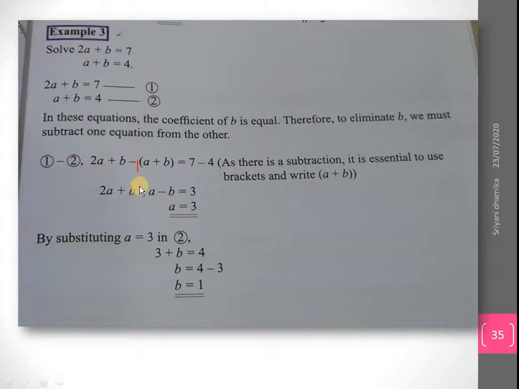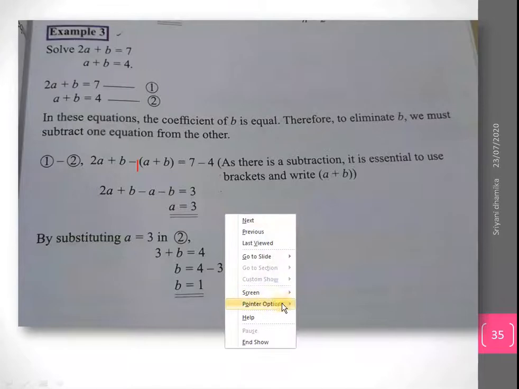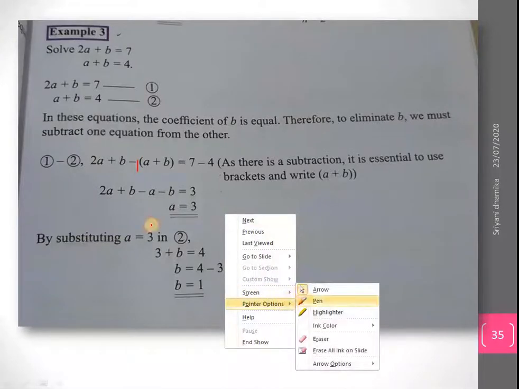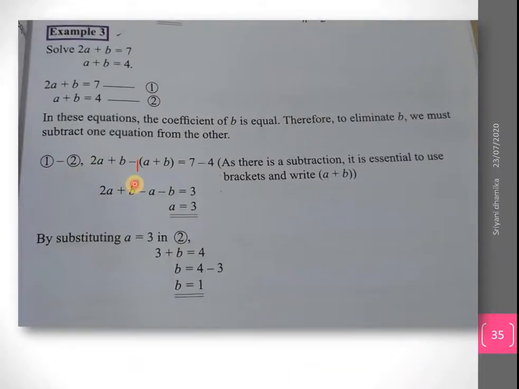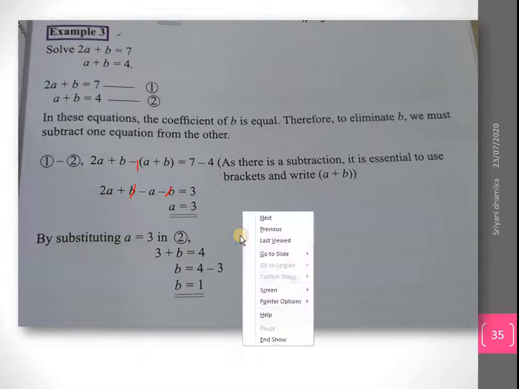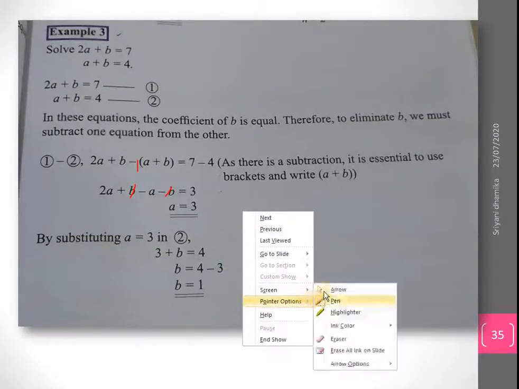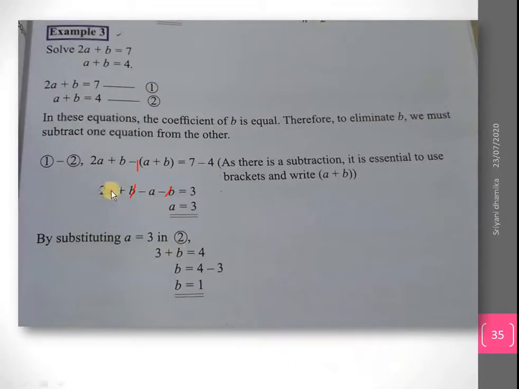Now you can see here the sign of b, here positive b, here negative b. So we can cancel this positive b and negative b. Now you can see the remaining terms, 2a minus a, then the value is a equal 3.